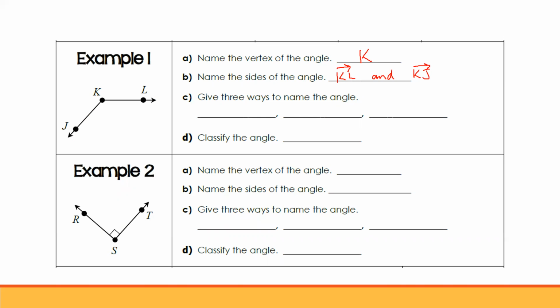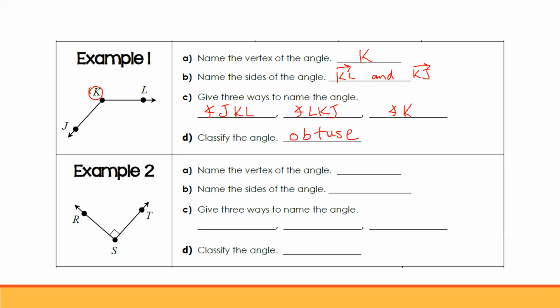And now we can name this angle 3 different ways. I like to name it with 3 letters. Okay. K is the vertex, so K is going to have to be the middle letter. So I could say angle JKL. I could say angle LKJ. Or I could name it by the vertex. It's the only angle in the picture, so I'm also allowed to call this angle K. Now to classify the angle, that's where it's asking, is it acute, obtuse, right, or straight? Clearly it's not a right angle. It's not making a line, so it's not a straight angle. And it's clearly bigger than 90 degrees. So we're going to call this an obtuse angle.